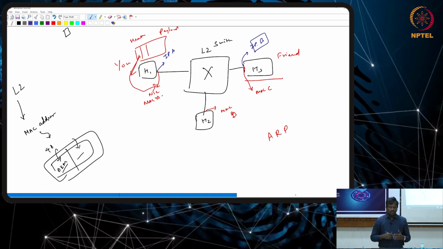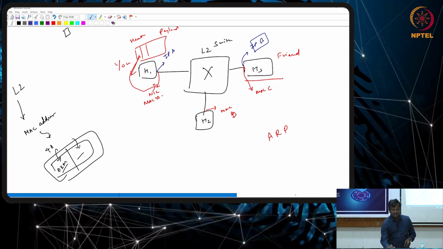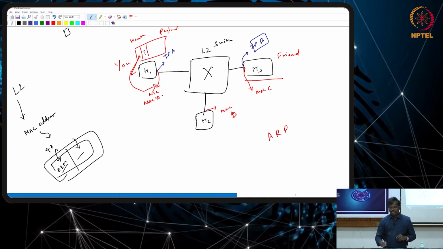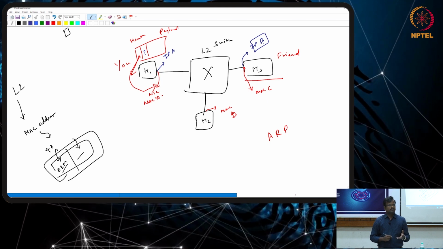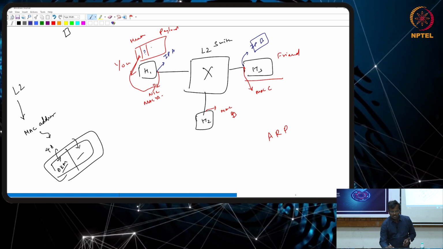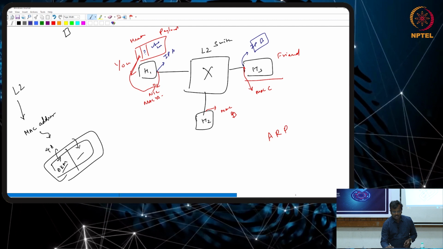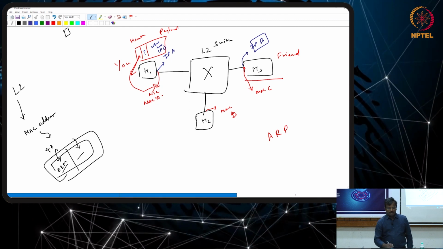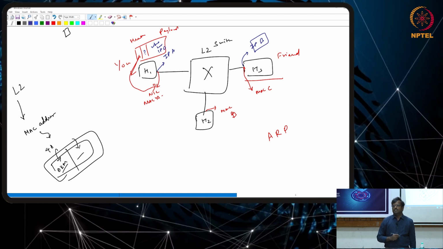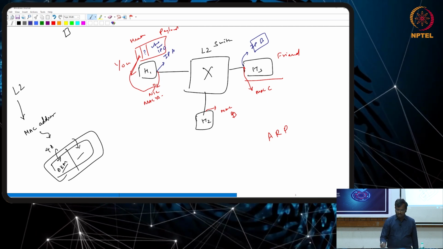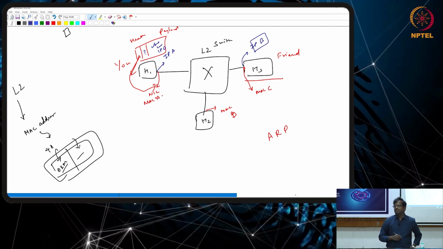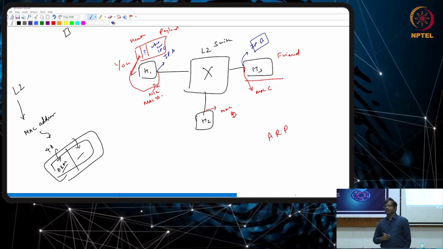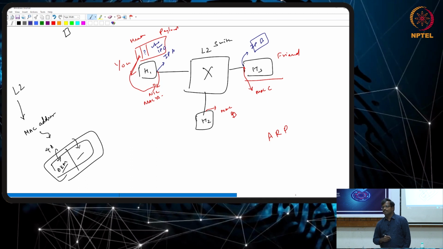Now I want to know the MAC address of the destination. I know the IP address of my friend, so I will say, who has IP address B? Then what is the destination address in ARP? If I want to flood my packet, what should my destination MAC be in ARP?